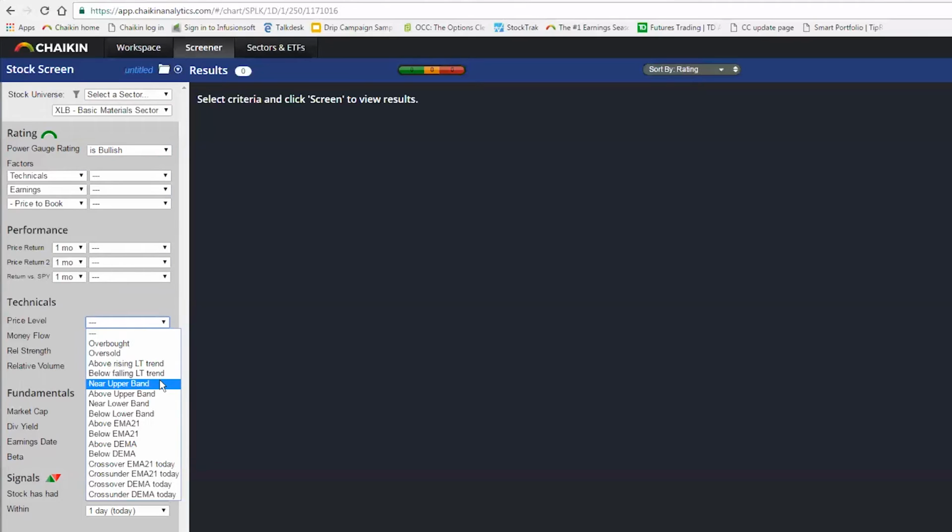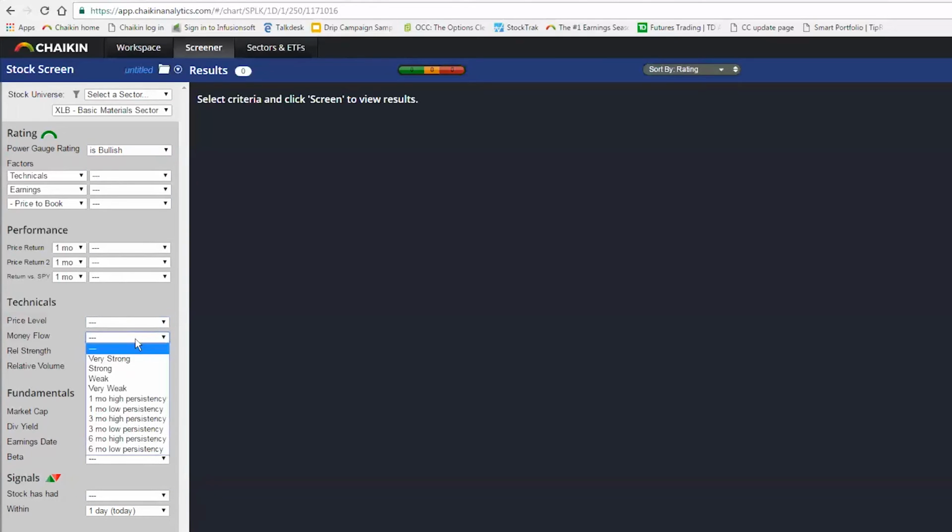The EMA 21 stands for Exponential Moving Average 21 period. That is the middle line of your Chaikin bands, and you can search for stocks that are above or below that line, or the double EMA. You can also search for ones that have crossed over those lines recently. You can also do screens for money flow, whether it is currently strong, weak, or very weak, as well as look for those that have had persistency over a certain number of months, 1 month, 3 month, or 6 months.